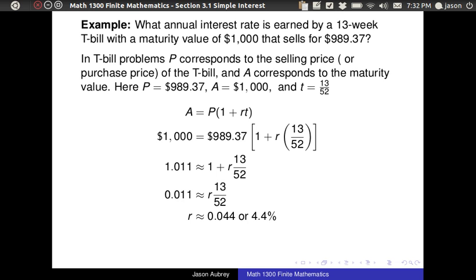So we'll see a number of these T-bill problems in your online homework, possibly in exams.